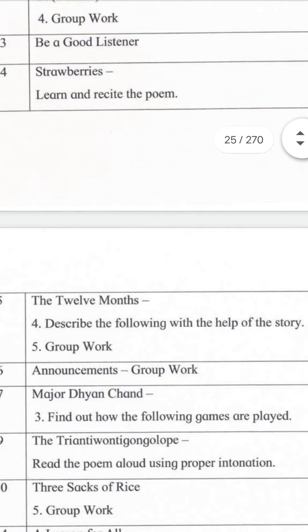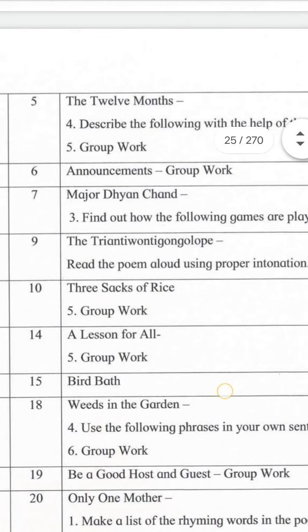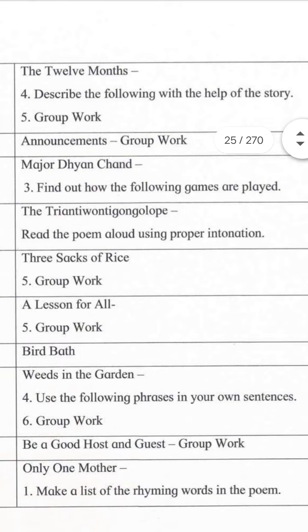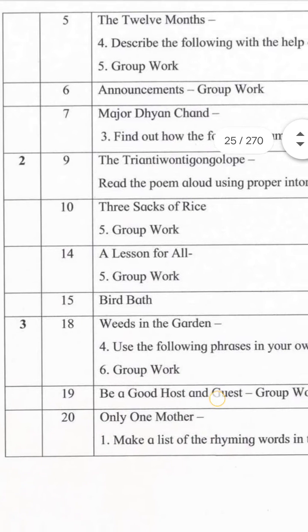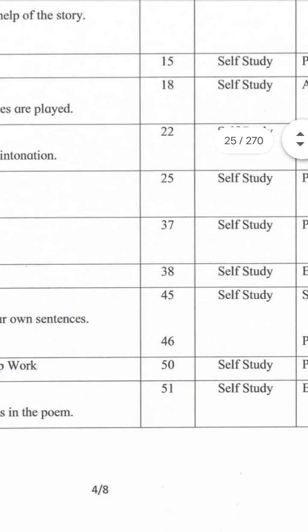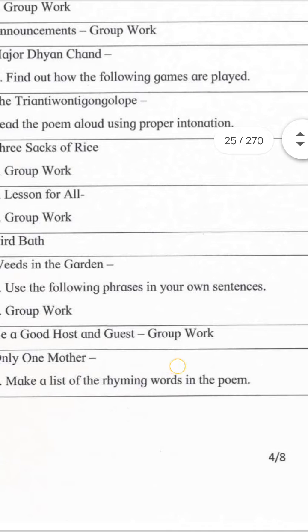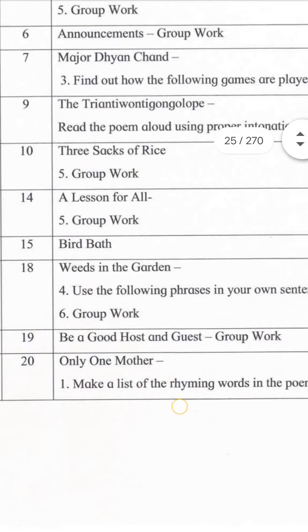Learning is for self-study. The question answers are going to be there. Now, for the fifth chapter, The 12 Months. In this, question number 4, describe the following with the help of the story, and question number 5, group work. These two questions, which come on page number 13, are omitted. Then lesson number 6, Announcements. It's a group work, so it's omitted. Self study. Then lesson number 7, Major Dhyan Chand. In this lesson, the third question, find out how the following games are played, is again for self-study. This is not there for your evaluation.